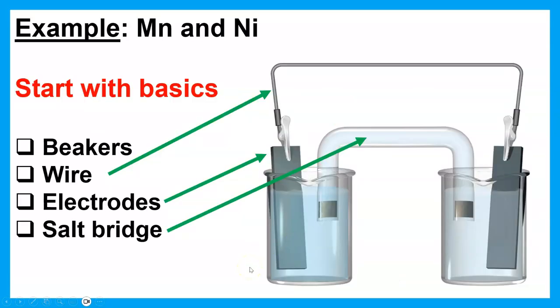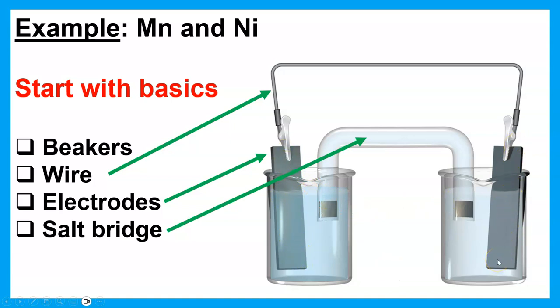When it comes to drawing our cells, there's going to be a lot of things to include. The first thing we need to do is sketch out the basics. So you can see here I have two beakers. The beakers are each filled with solution. Draw a little squiggly line on your drawing so you can tell that there's supposed to be liquid in there. We have these strips of metal.